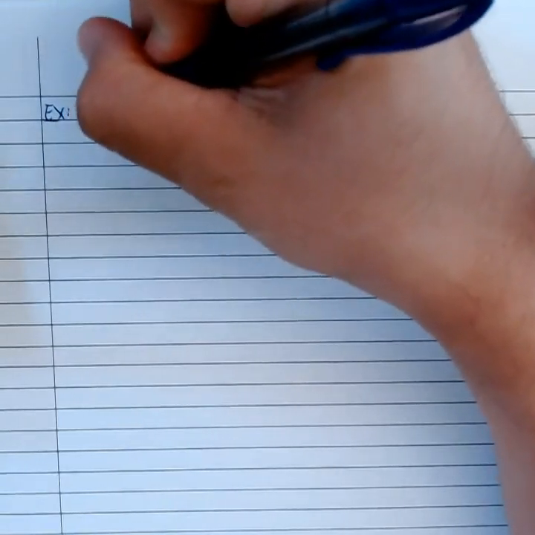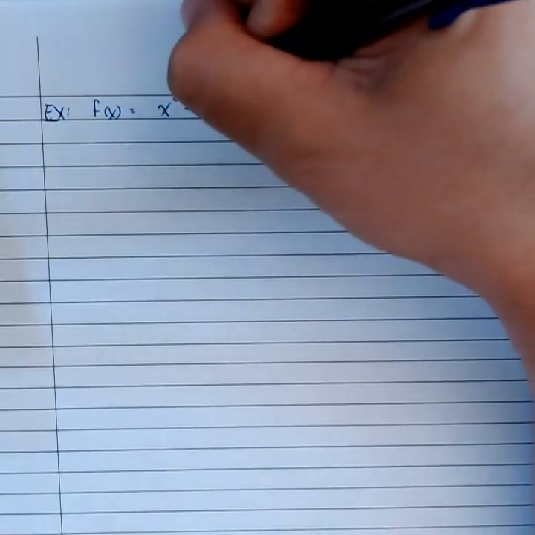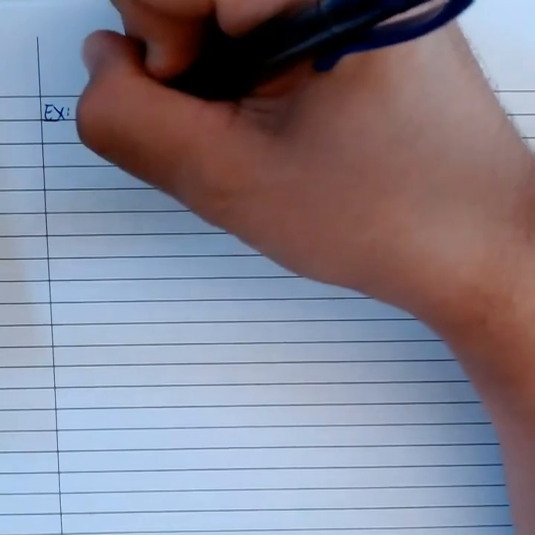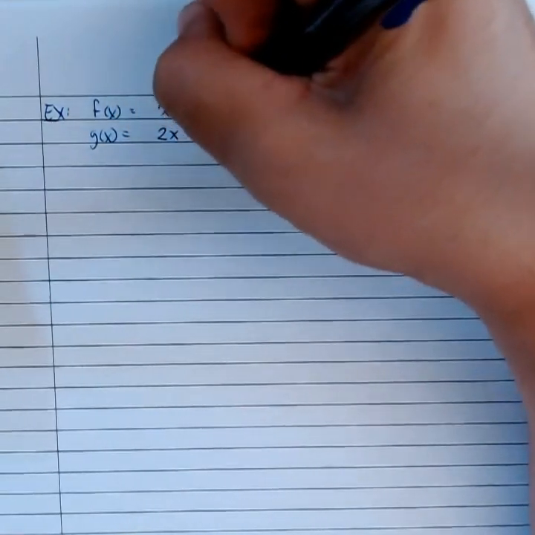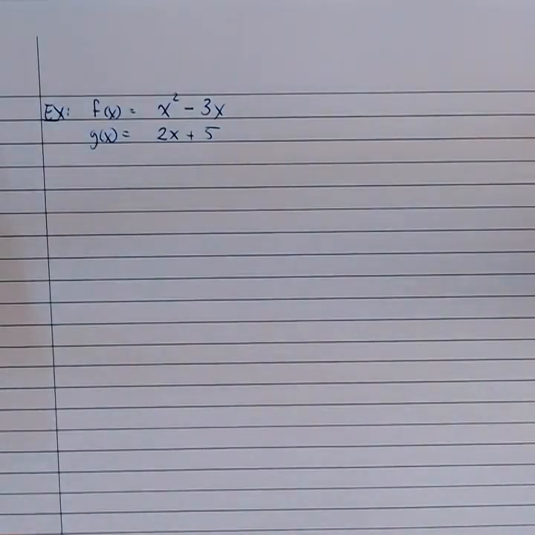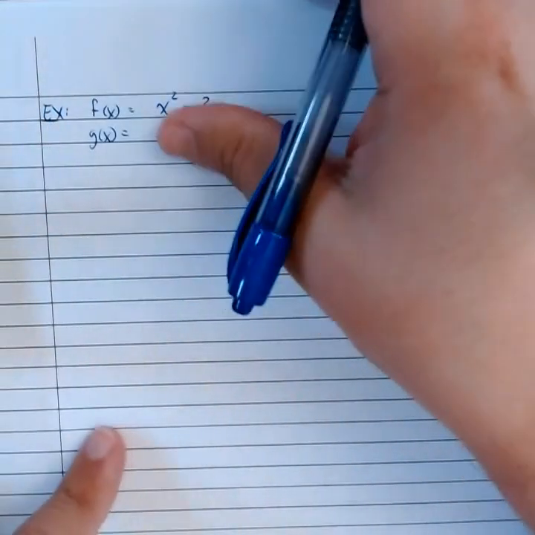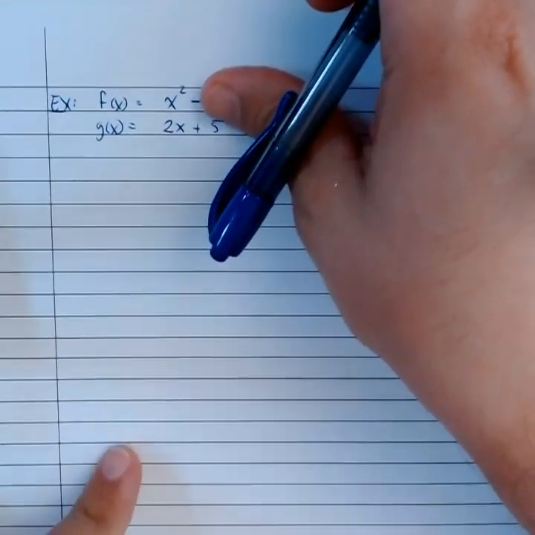Let's begin with a couple of functions. Let's say f of x is equal to x squared minus 3x. And let's say g of x is equal to 2x plus 5. Okay, so here are our two functions. Let's go ahead and compose them. Remember, that's the phrase, composition. When you find the composition of something, you compose them.